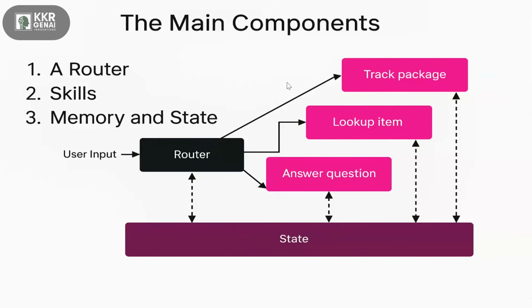So the router, the state, and the skill set are the three major components we use in an agentic AI platform. To build any agentic solution, we use these three main components. These three components will be similar whichever framework you pick.